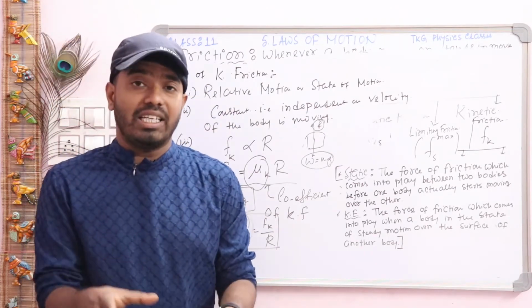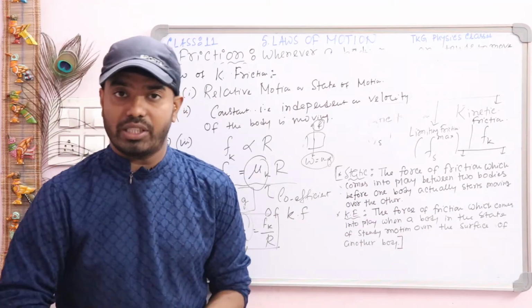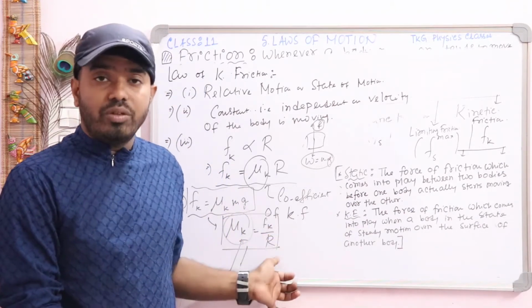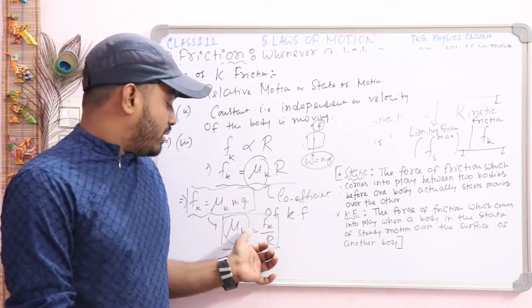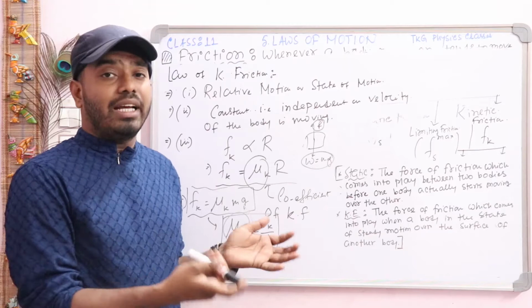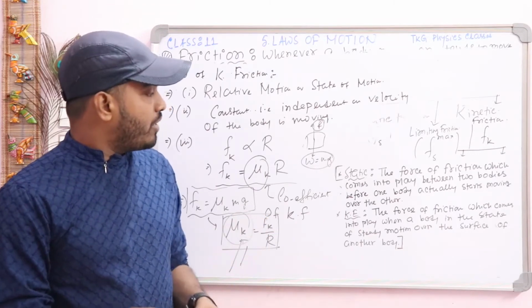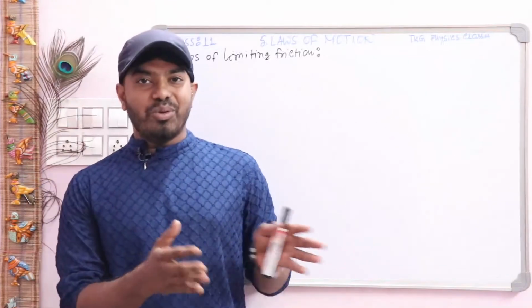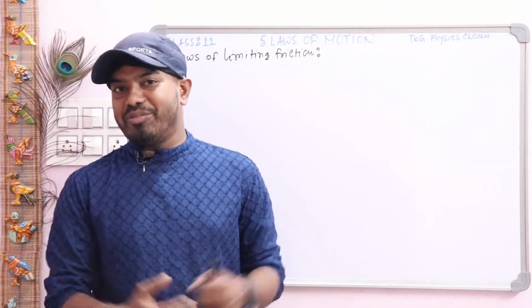That's why the coefficient of kinetic friction has no unit and no dimension, because this value is the ratio of two forces. So there is no unit and no dimension. Okay, so this is all about kinetic frictional force. Now we will focus on the laws of limiting friction.